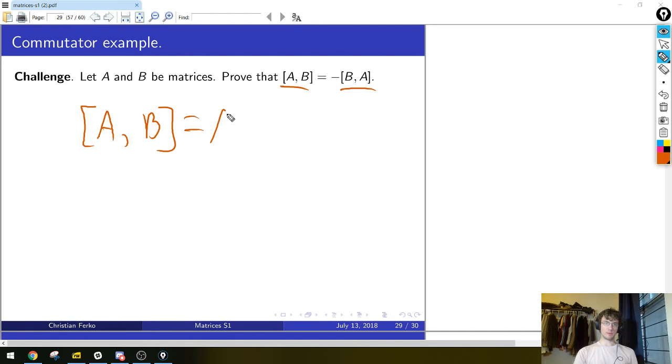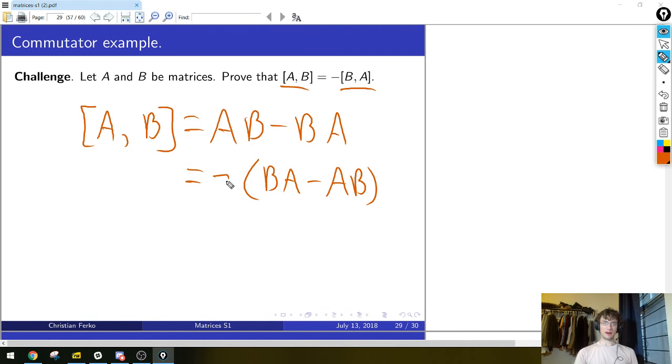The commutator of 2 matrices is A times B minus B times A. You could factor out a minus sign and then write this as B times A minus A times B, because distributing the minus sign would give you minus BA, and minus minus is a plus AB. But by definition, this is the same as minus the commutator of B and A. So I will not even ask you to do that because it's just a couple of lines. Since the commutator has a minus sign in it, if you switch the order, you get an overall minus sign.